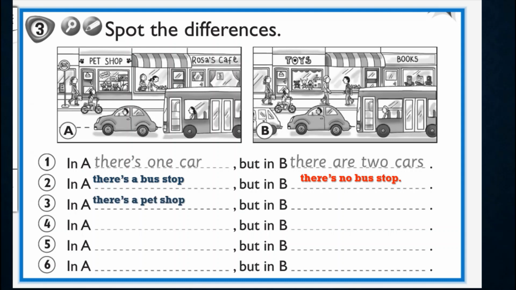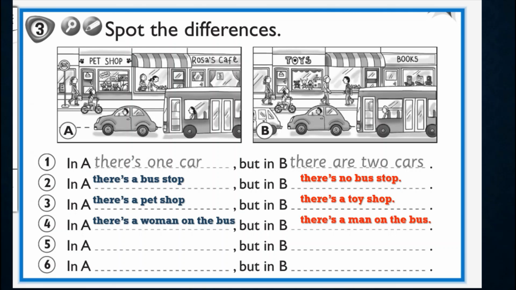In picture A, there's a pet shop, but in picture B, what can you see? Yes, there's a toy shop. In picture A, there's a woman on the bus, but in picture B, what can you see? Yes, there's a man on the bus. In picture A, there's a cafe, there's Rosa's Cafe, but what can we see in picture B? In picture A, there's a cafe, but in picture B, there's a bookshop.